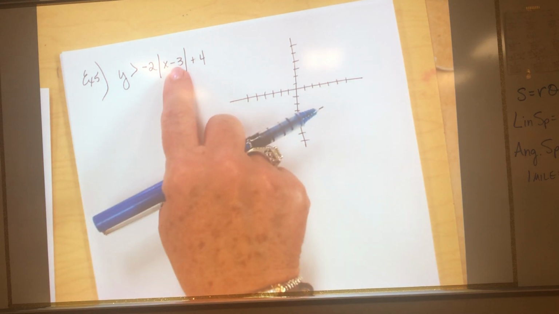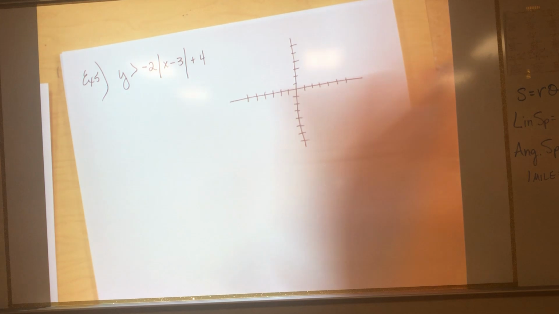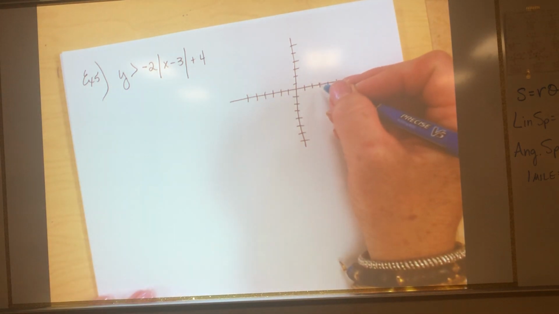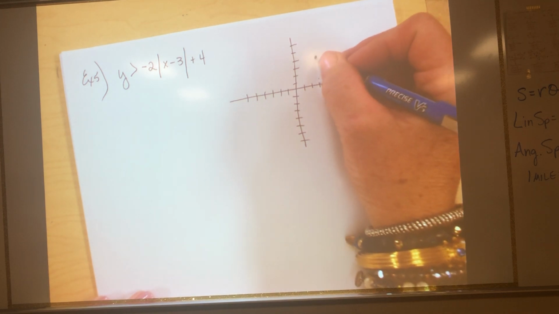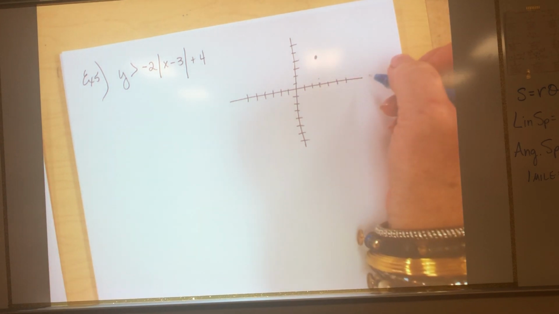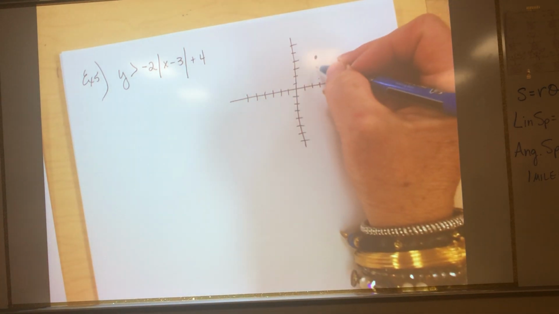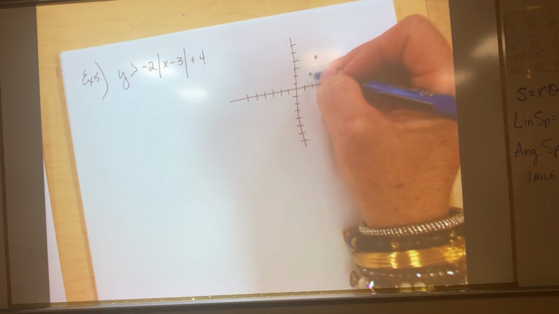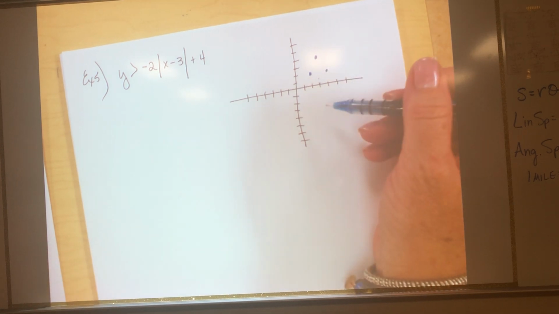What does this minus 3 do? Moves it where? To the right 3. 1, 2, 3. What does this plus 4 do to it? Moves it up. 1, 2, 3, 4. Okay, so there's my vertex. All right, my other 2 points come from this slope. So I'm going to go down 2 and to the right 1 and to the left 1. How many points do I have to have? 3. There they are, people, okay?